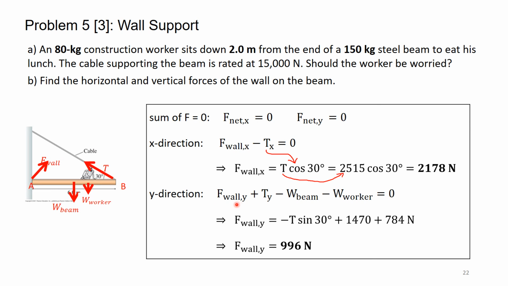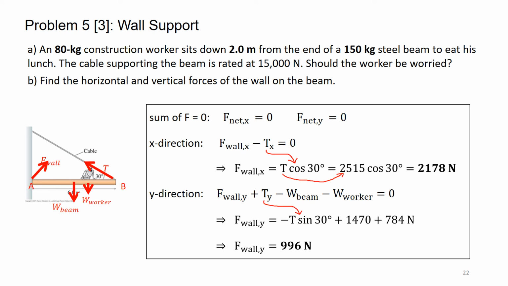So this is how we write it. The net force in the y direction is the four forces added. So we plug in F wall y plus Ty. These are the two components and they're both pointing up, so they're both positive. Then you subtract the weight of the beam and the worker because they're pointing down. Okay, so now rearrange the equation, solve for F wall y. So we get this here.